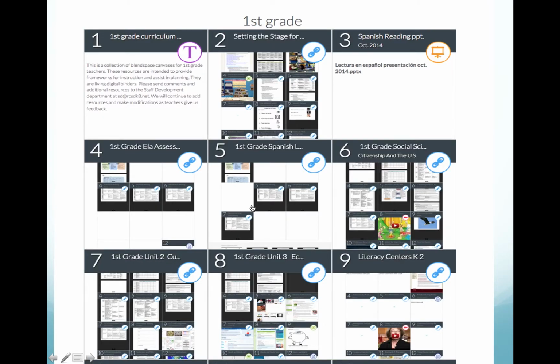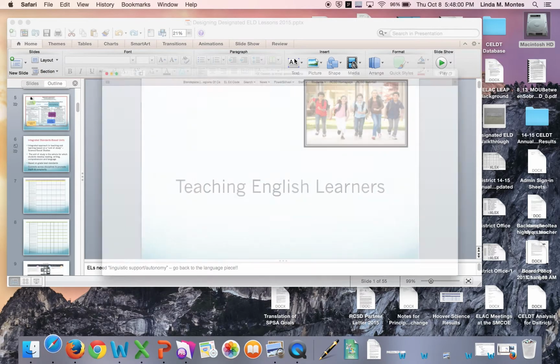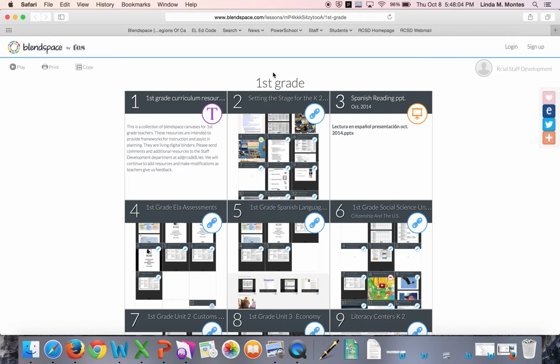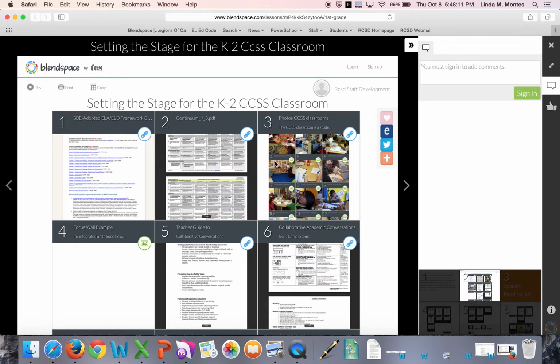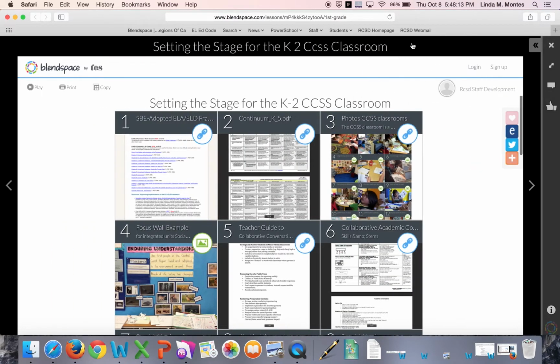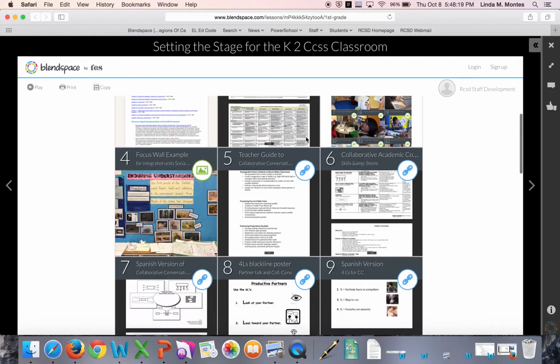So again, you can find them on BlendSpace. So here's an example. If you hit 1st grade, I'll go ahead and link it so you can see what that looks like. All of you were emailed your BlendSpace links, but if you go to the 2nd tile, we try to align all of them so it looks the same. If you want to look at a fuller screen, you open that up, and then you'll see the document that we're talking about and its alignment here.